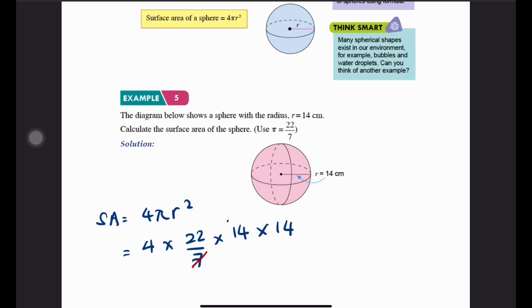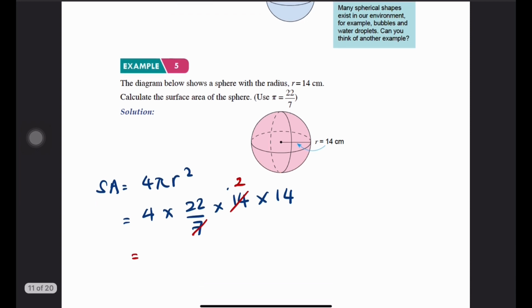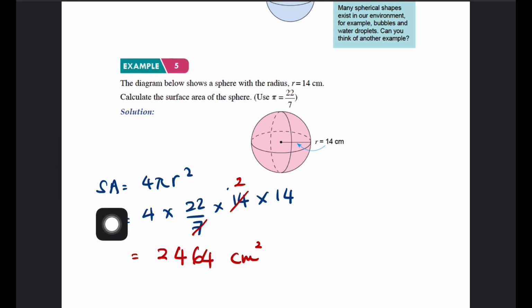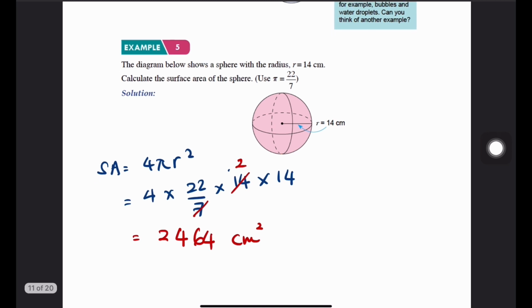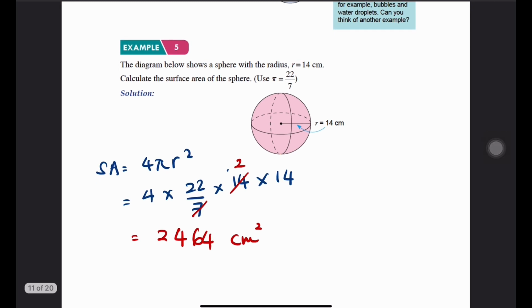Okay, so this one you can simplify. Okay, and then you can press your calculator. Okay, so press your calculator, you will get 2464 centimeter square. Okay, or you can just substitute all the value without simplifying these two. Okay, it's up to you. Okay, for me, I like to cancel out things first.